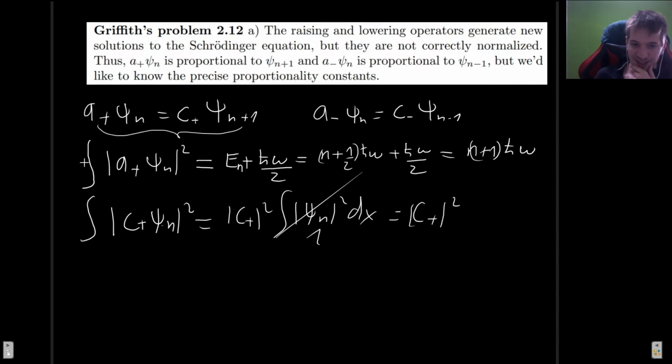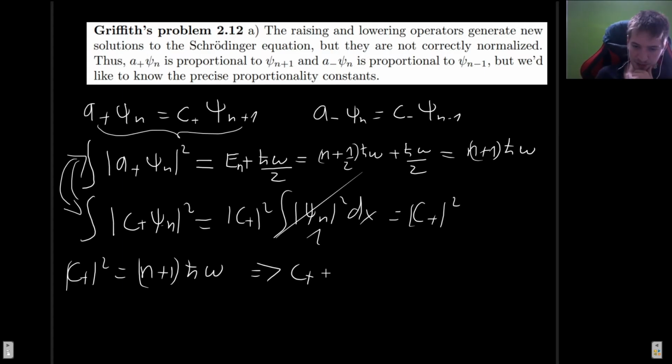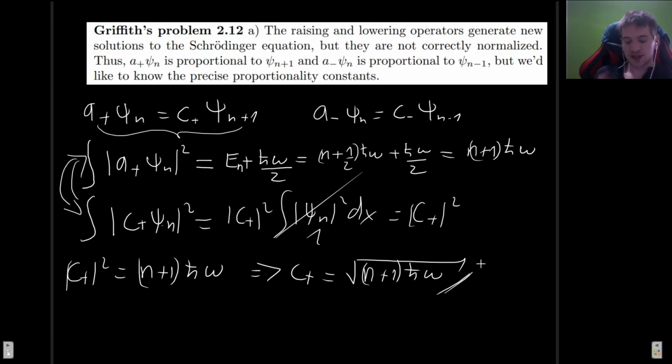But this is the same as we had up here. These two things are the same. So we can now set c plus squared equal to n plus 1 h bar omega. So from here we see that c plus is going to be the square root of n plus 1 h bar omega. Okay, so that is a very important result, because that will give us the normalized states when we apply this raising operator.